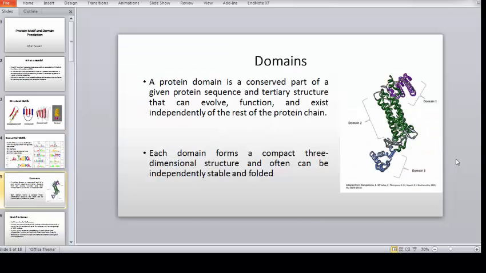So next, what is a domain? A protein domain is a conserved part of a given protein sequence and tertiary structure that can evolve, function and exist independently of the rest of the protein chain. As in the figure, this is a protein which contains 3 different domains. It means a domain is itself independently formed and is able to perform a biological function, and it has the ability to refold into a 3D structure.